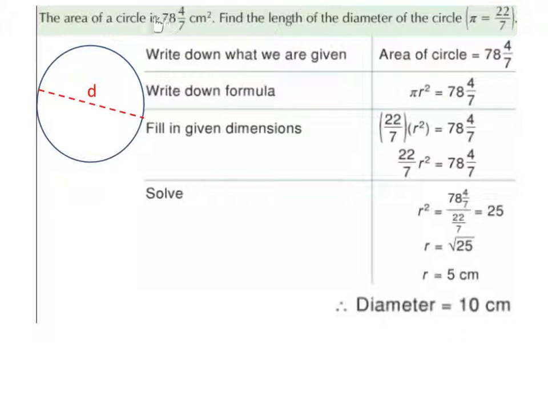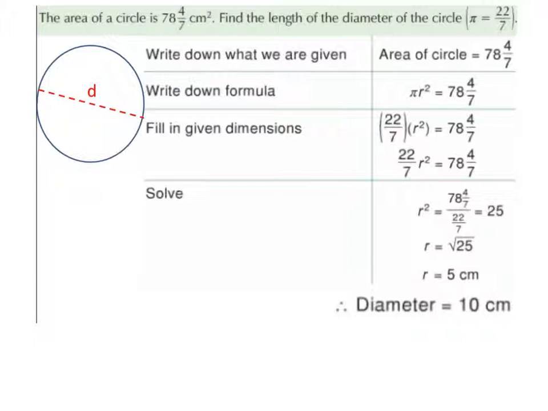The area of a circle is 78 4/7 centimeters squared. Find the length of the diameter of the circle if pi is equal to 22 over 7. So here's our circle, and we're trying to find the diameter, which is the distance from one side to the other that crosses through the center. So the diameter has to cross through the center.